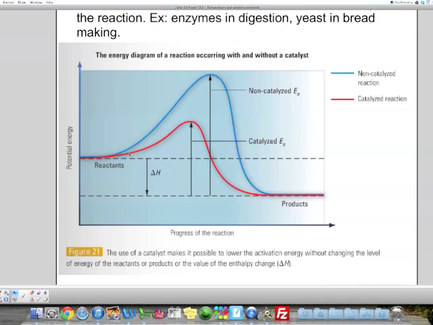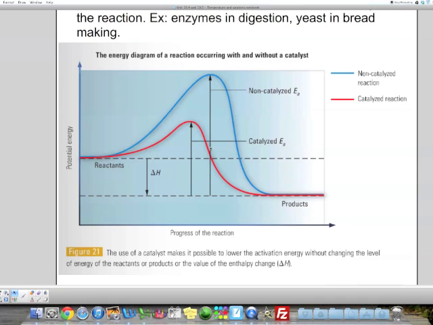So that catalyst, what does it do? It creates what we call an alternate pathway, so a different type of reaction with a smaller activation energy. Obviously, if the activation energy is lower, it's much easier for the reactants to get over that hill and thus react, which speeds up the rate of the reaction.